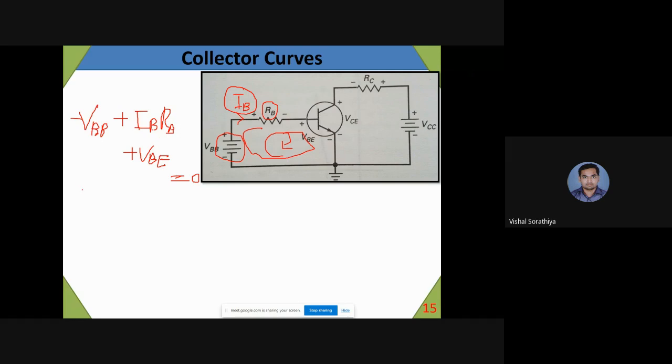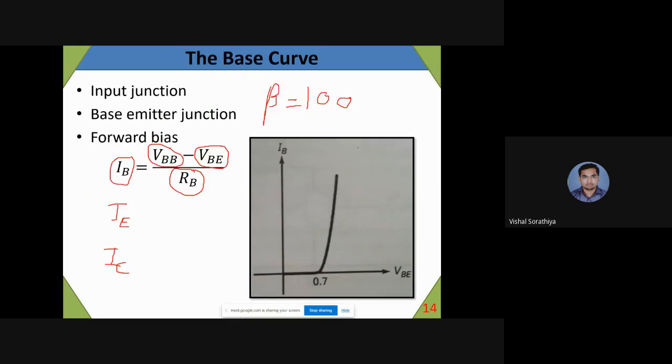If I make IB the subject, what would be the answer? The answer will be IB equals VBB minus VBE, divided by RB. That's the simple equation, VBB minus VBE divided by RB, that I have written over here.